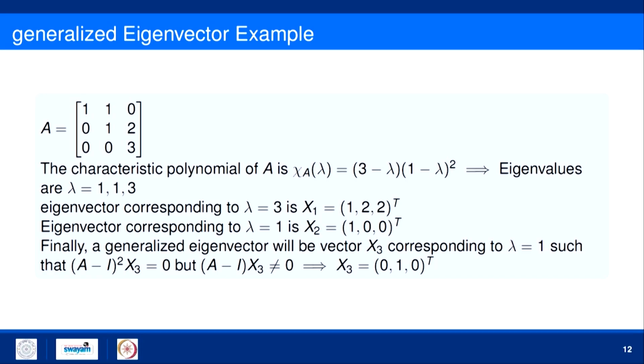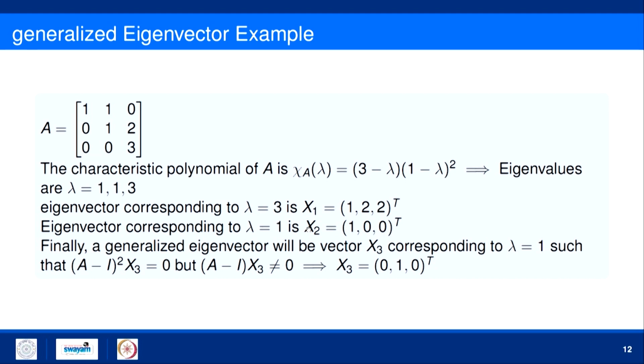Now, see an example. Here we have this matrix. It is a 3 by 3 matrix and the eigenvalues are 1, 1 and 3. Eigenvalue lambda equals 1 has algebraic multiplicity 2, while the eigenvalue lambda equals 3 has algebraic multiplicity 1. The eigenvector corresponding to lambda equals 3 comes out to be (1, 2, 2). The eigenvector corresponding to lambda equals 1 comes out to be (1, 0, 0).